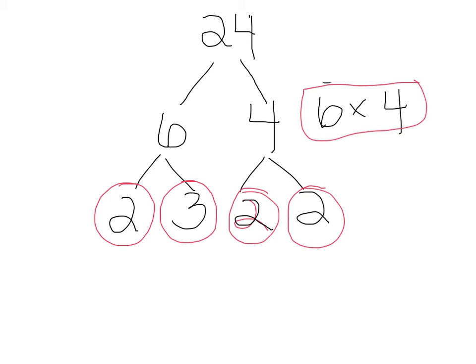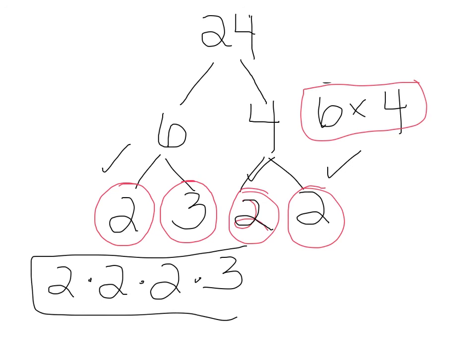So the way I write this is this. I'm going to write it in order. I got a 2 here, a 2 here, a 2 here. That's three 2s. So I'm going to go 2 times 2 times 2. Then I'm going to multiply by 3. This all is the prime factorization for 24.